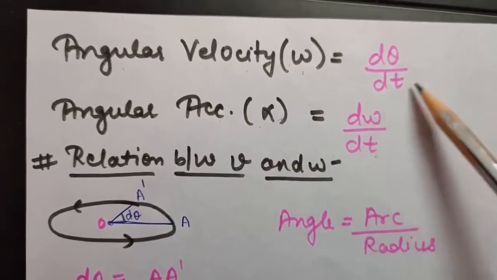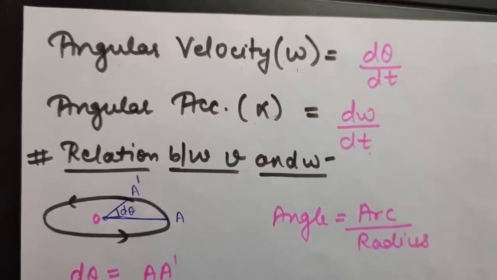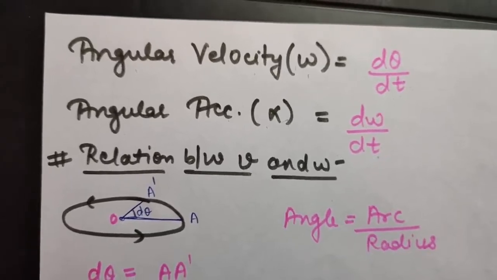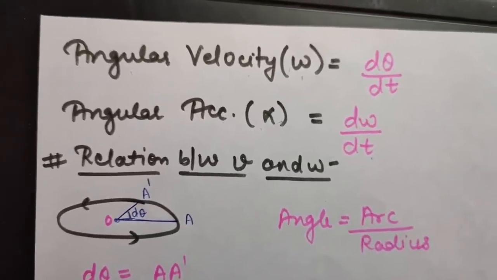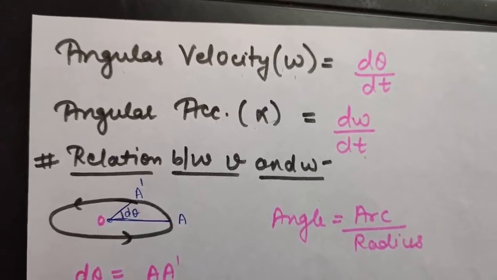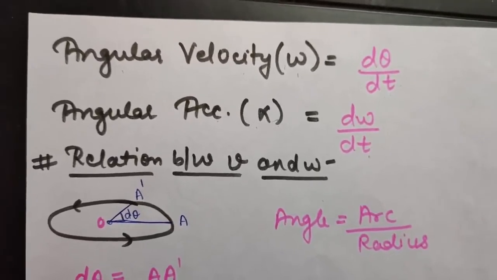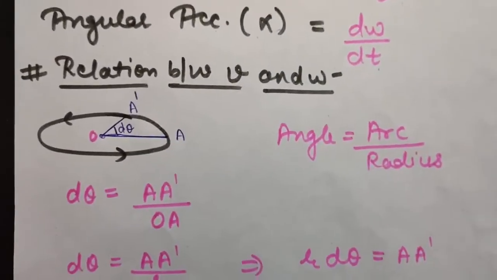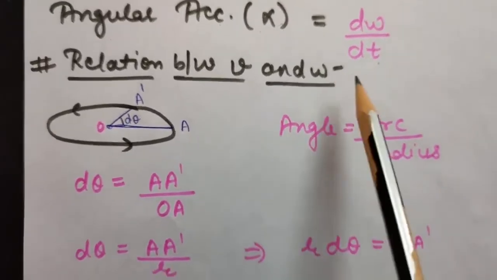So now as you can see, the formulas are exactly the same, just different terms we are using. Instead of v or a, we have used omega or alpha. Okay. Now let us see a relation between v and omega, that is linear velocity and angular velocity.